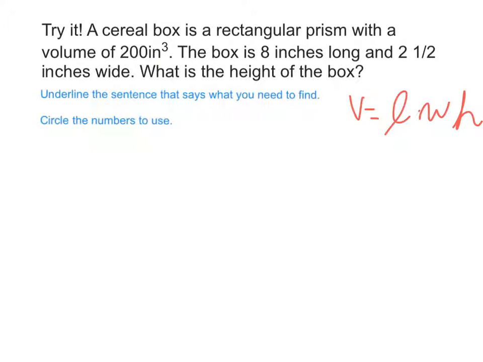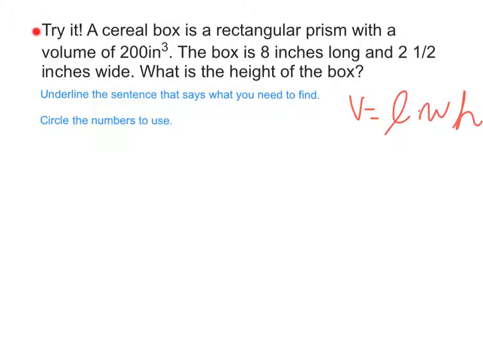Okay, problem for you. Now this one's going to push your thinking a little bit. I'm pretty sure this one's on your homework. I can't remember for sure, but take a look at it. We have a cereal box, and it's a rectangular prism with a volume of 200 inches cubed. Well, haven't we been finding the volume? Well, they just told us what the volume was. Interesting. The box is 8 inches long and 2.5 inches wide. What is the height of the box?